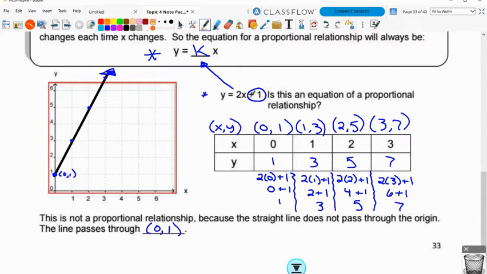But since it said 2x plus 1, notice that the line started at 0 comma 1. This plus 1 moves it from the origin up 1 unit, which is why it starts at 0 comma 1. So this is a non-proportional relationship because this equation is not in the form of y equals k times x.